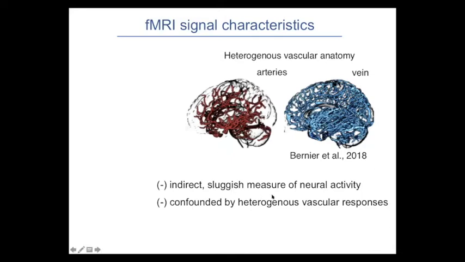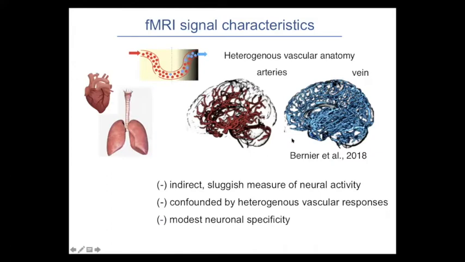So this is a second limitation of the fMRI signal. It's really confounded by heterogeneous vascular responses. So it's hard for us to interpret whether the differences we see in fMRI are due to neuronal differences or those vascular differences. And the third limitation is that it's really a contrast dependent on the hemodynamic changes, basically the ratio between oxygenated and deoxygenated hemoglobin.